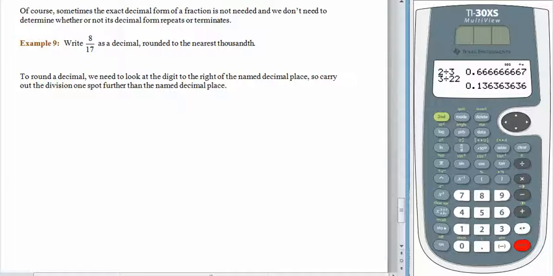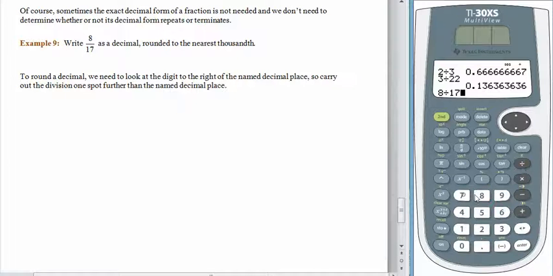Exact versions of decimals are really cool, especially when they start to repeat. I kind of think that they're sort of fun, but we don't always need them. Depending upon what the application is, most of the time we really only need a certain amount of accuracy, which means we just need a few decimal places. So let's try this one more time. We have 8/17. We would like a decimal version of this rounded to the nearest thousandth. Yes, your calculator can do this. You can say 8 divided by 17. You can find the decimal version and round to the nearest thousandth.